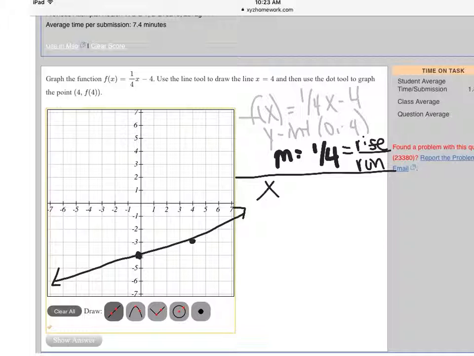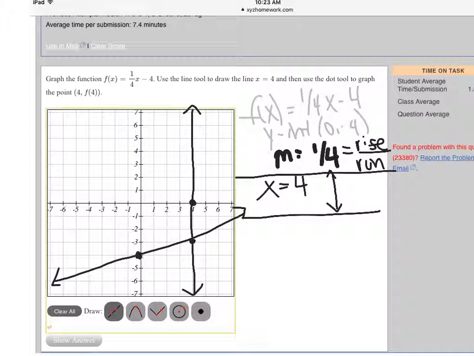Now we're going to plot x equals 4. And to plot x equals 4, this is just a vertical line at x equals 4. And so we would plot 4 on the x and draw that line down straight through 4, up and down all the way through x equals 4. The last piece that we need to do is plot the point 4 and f of 4.